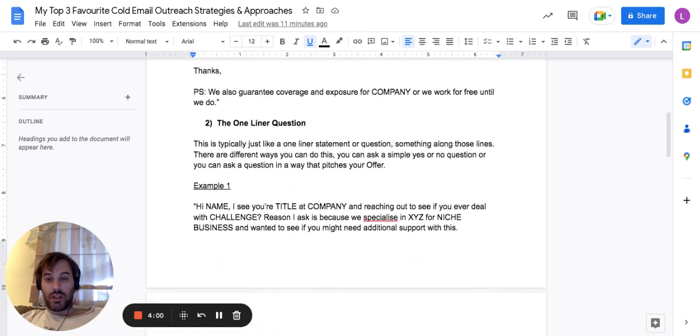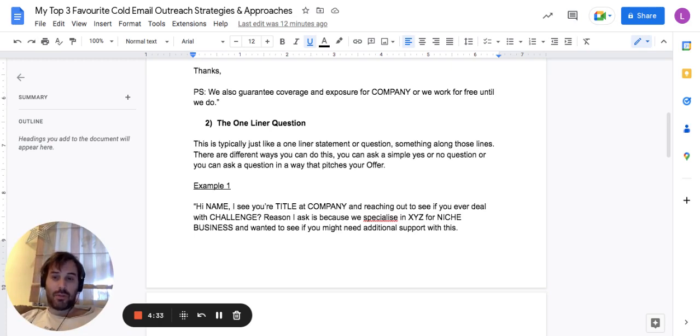The second one here is the one-liner question approach. I'm not even sure how to really call this approach, honestly. The logic is that you're reaching out and literally just asking a question, whether it's related to something they do, related to your offer, or asking them whether they even have the problem you solve, something like that. I'm going to run through a few different examples on how to use this approach.